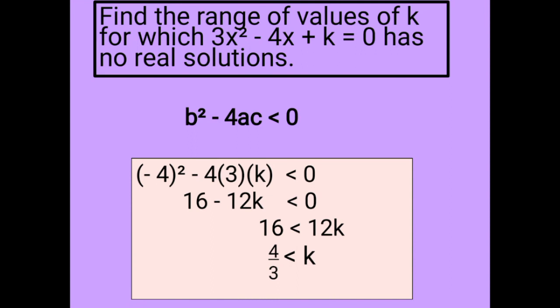Find the range of values of k for which 3x squared minus 4x plus k equals 0 has no real solutions. So, b squared minus 4ac is less than 0. Then substituting the values of a, b and c gives us (minus 4) squared minus 4 times 3 times k less than 0. 16 minus 12k is less than 0. 16 less than 12k. Dividing by 12 gives us k greater than 4 over 3. So, for any value of k greater than 4 over 3, this equation will have no real solutions.